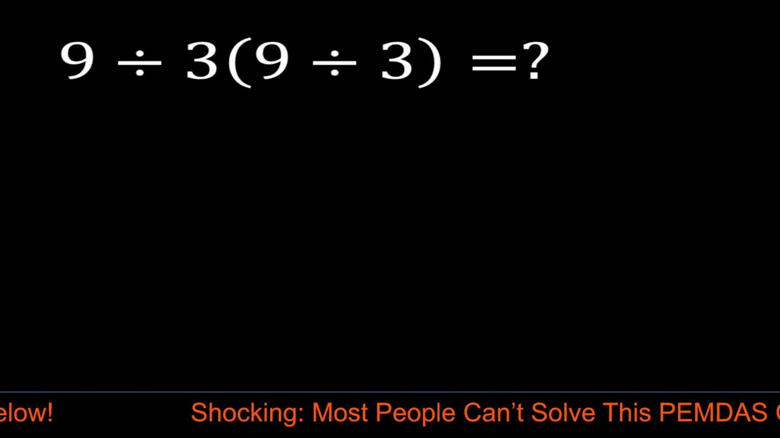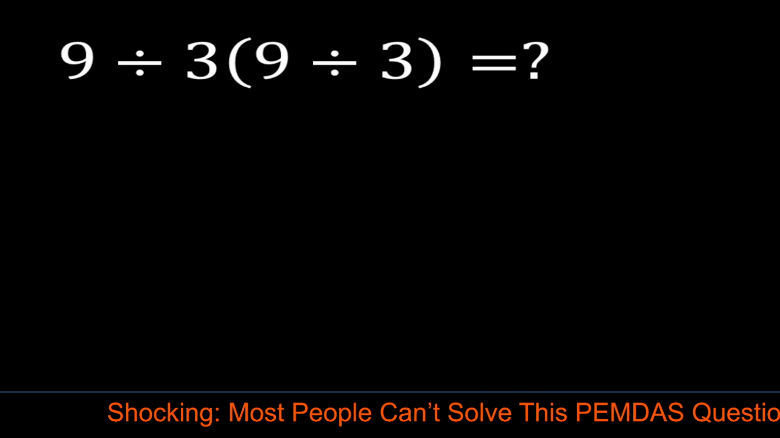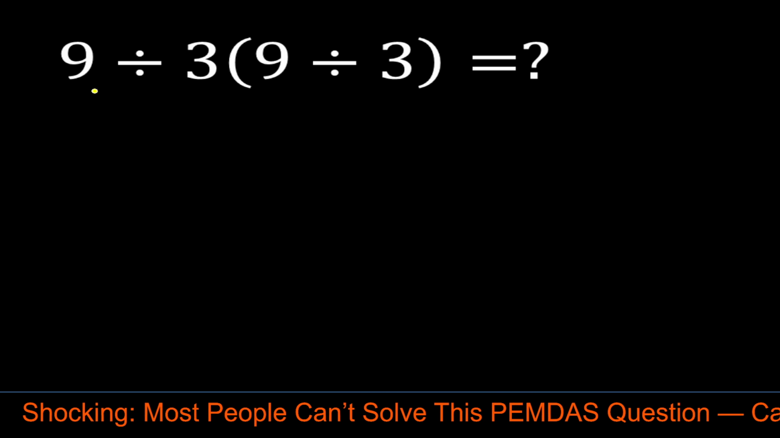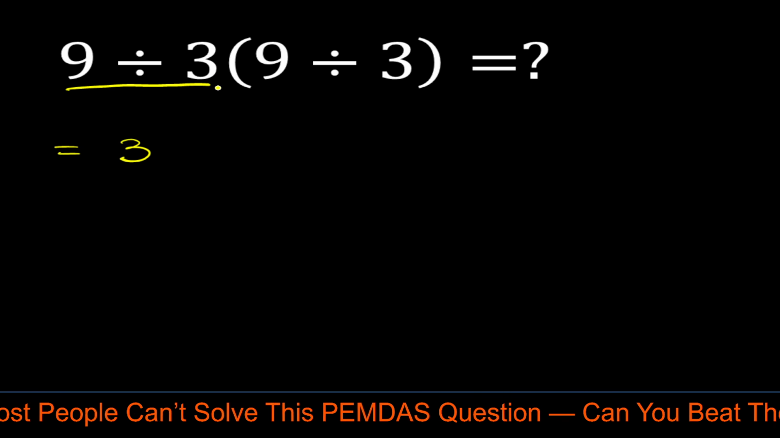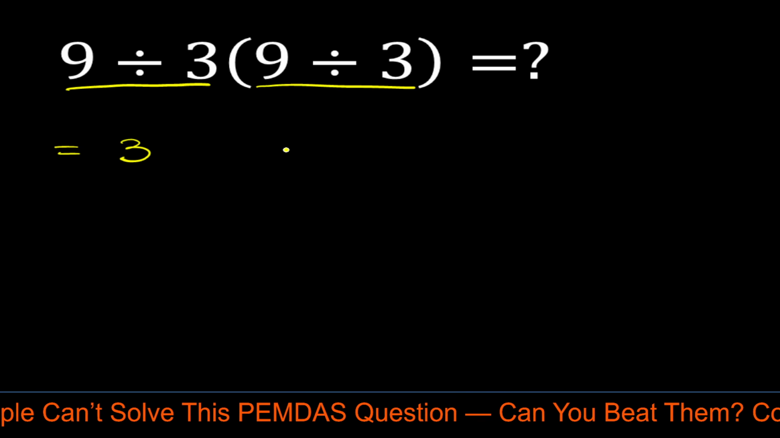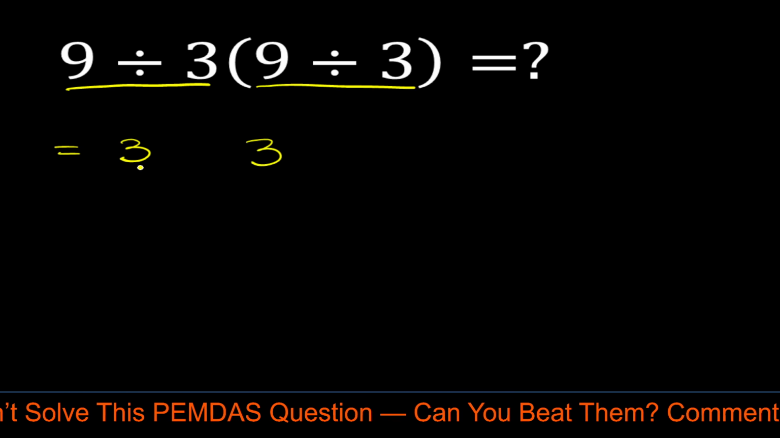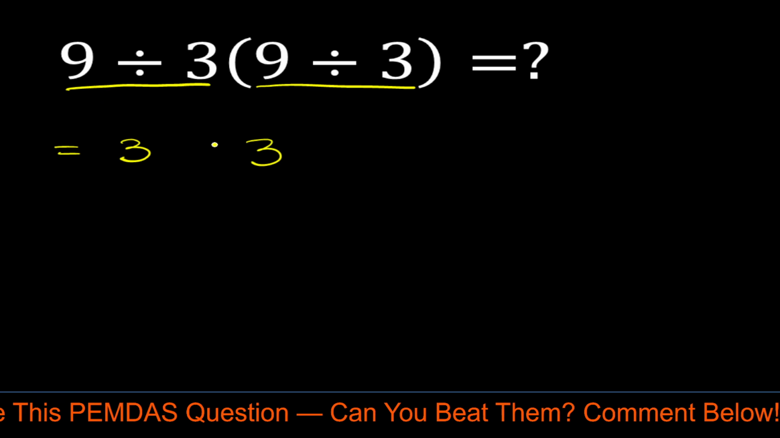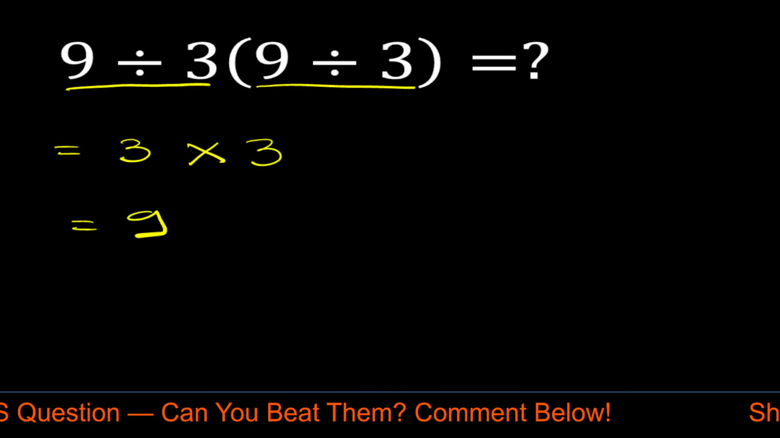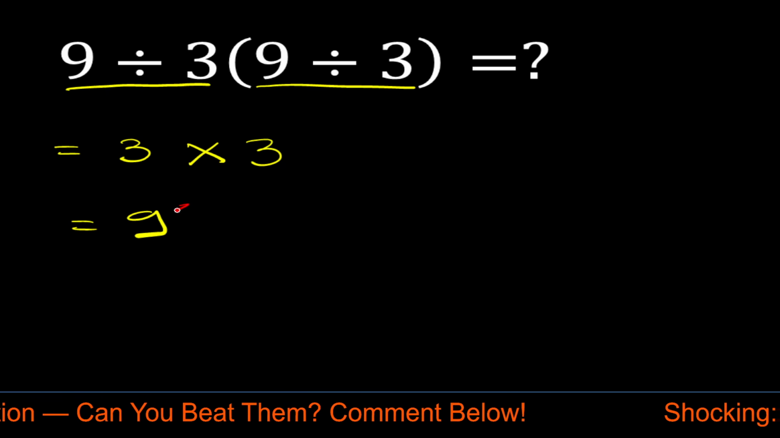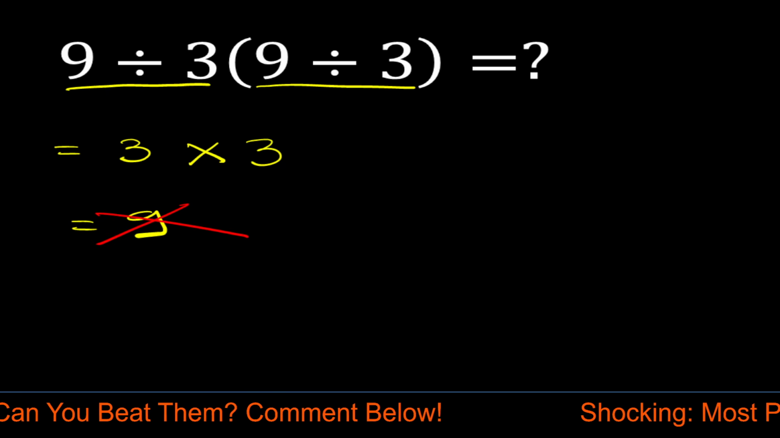So most people solve this question like 9 divided by 3 is equal to 3, right? Then again 9 divided by 3 is equal to also 3. So now 3 times 3 is equal to 9, right? But this answer is not correct. This answer is completely wrong.